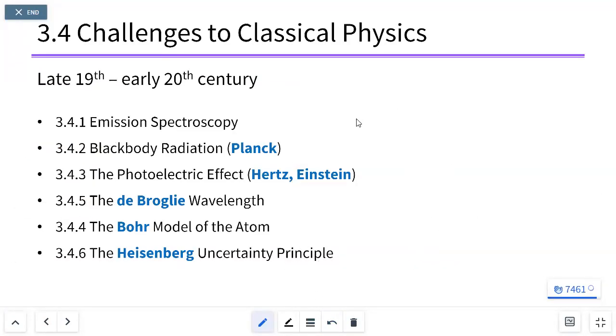So the last thing that we want to talk about today, and we're really just going to focus on this first bullet point here out of section 4, the emission spectroscopy, are some experiments, some observations that were being made in the early part of the 20th century that did not match what we knew about classical wave theory.